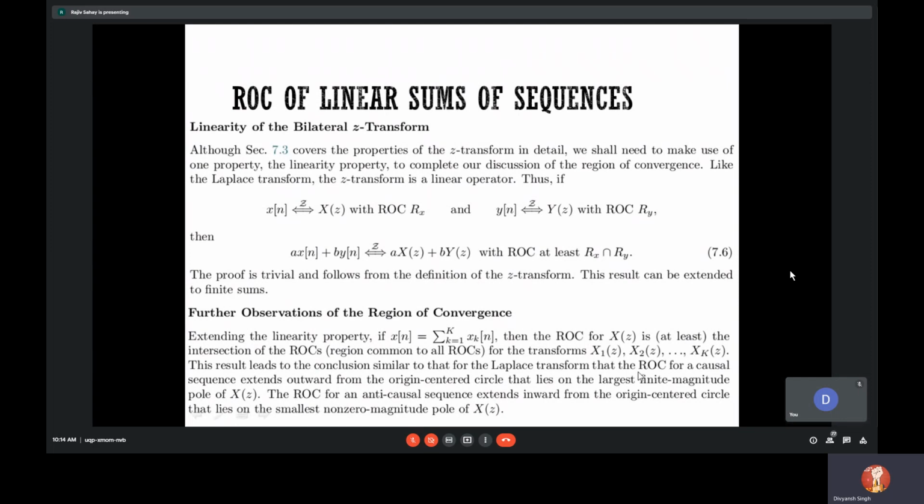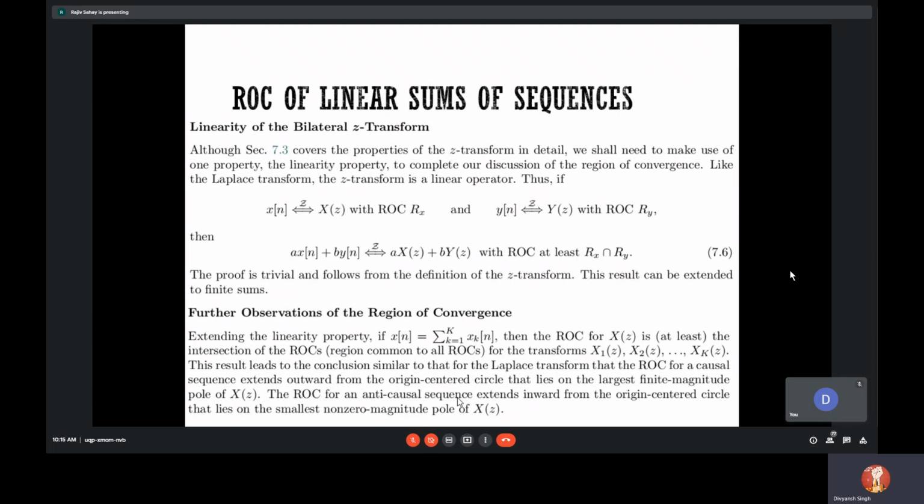So suppose you have the ROC for a causal sequence. The ROC will be an intersection. Suppose you are summing two causal sequences. Because you have the intersection of the ROCs of the individual sequences, the sum of two causal sequences will have an ROC which will extend outwards from the origin-centered circle that lies on the largest finite magnitude pole of x of z.